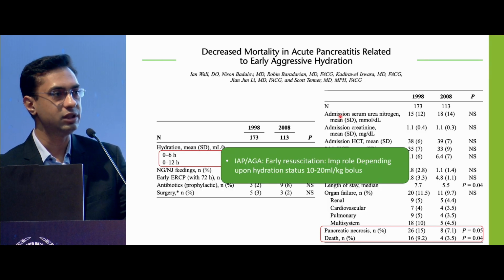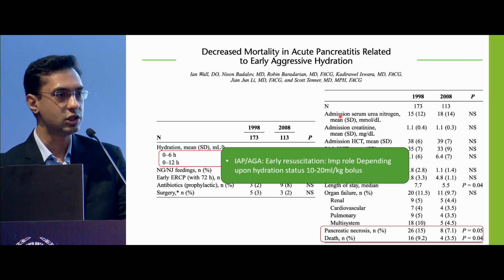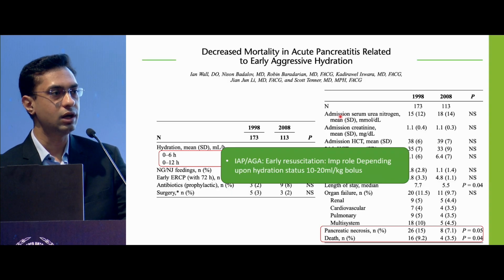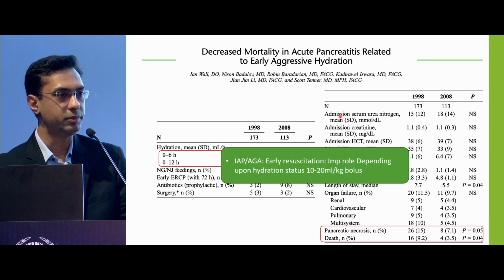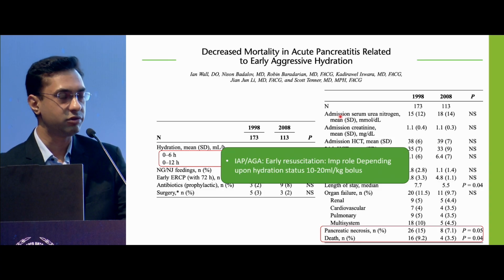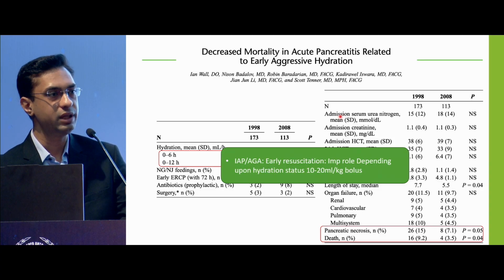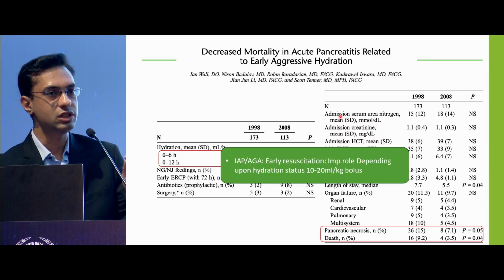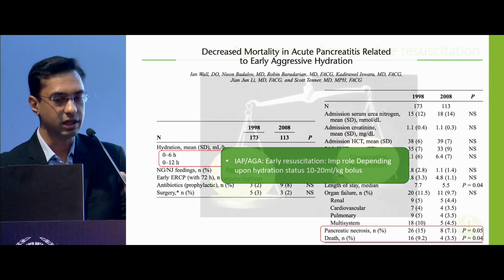How do we define early? Usually within 4 to 6 hours of disease onset, or at least within 6 hours of presentation to the hospital. How much should we give? It depends on the baseline volume status of the patient. If the patient is hypovolemic, try to give a bolus, usually 10 to 15 ml per kg, and then reassess after 3 to 4 hours. If the patient is improving, then you can go ahead with the maintenance therapy that we will discuss subsequently. If the patient is not improving, you can consider giving a repeat bolus.